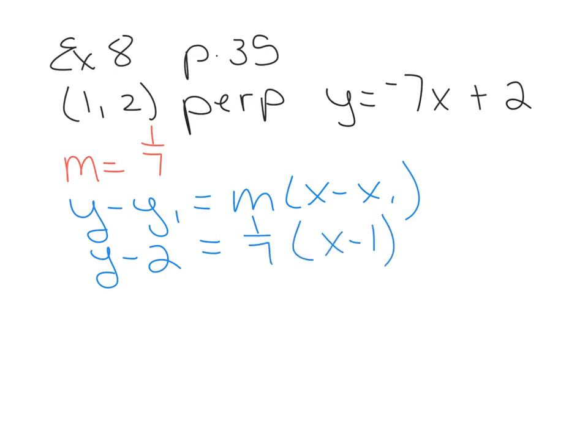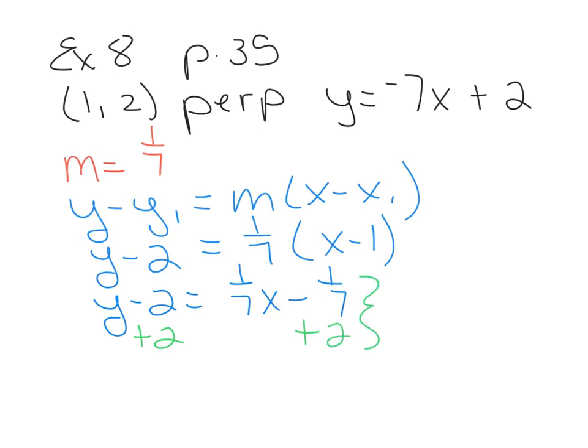And we're going to distribute. y - 2 = 1/7 x - 1/7. Just in case I lost you there, 1/7 times 1 is 1/7. And now we're going to add this 2. And of course, this is the tricky part for most of you watching this video. So this is going to be y = 1/7 x.